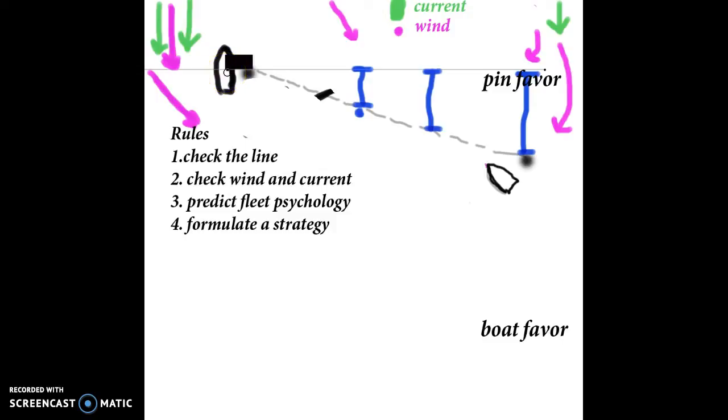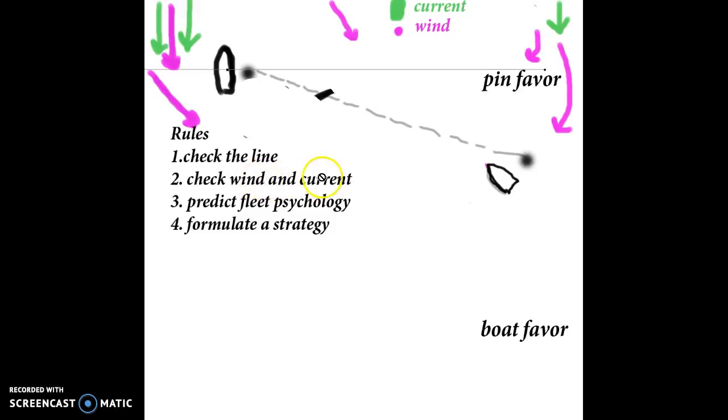You need to check the line this way before every sailboat start you ever do in your entire life, or you need to find a way that works better for you. I know that this way works. Once you have a very good idea of what the starting line is going to look like, you can move on to other things, which is wind and current, most likely the next thing you're going to look for.